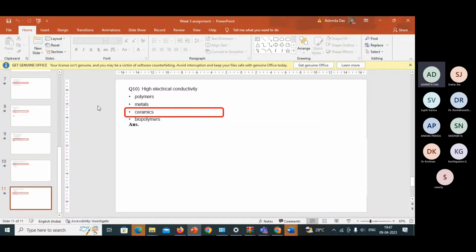This is a previous year question, not this year's question. The assignment question you have to solve by yourself as per our direction. We have to solve the previous years' questions. These are all previous years' questions. Some questions are repeated, but mostly these are all previous year questions.